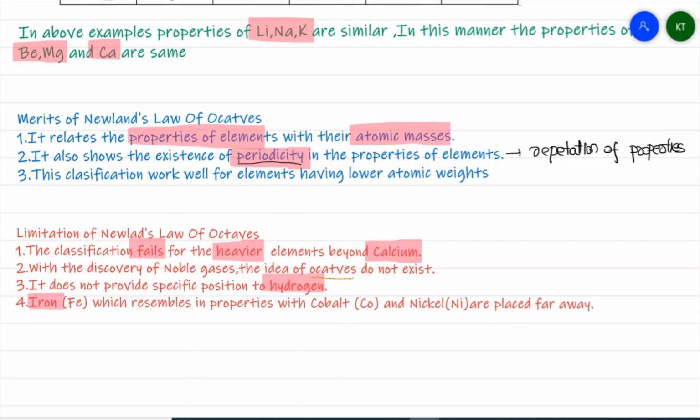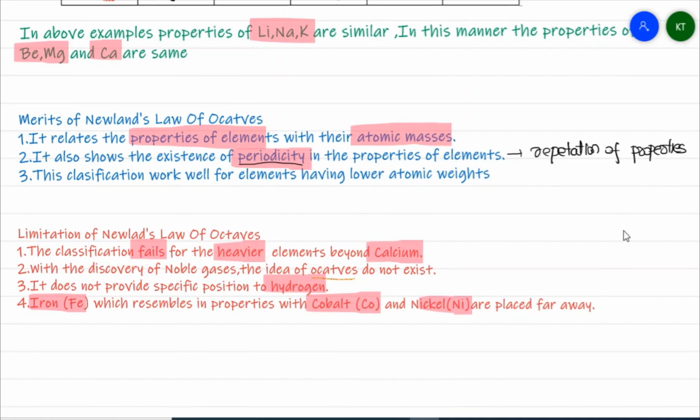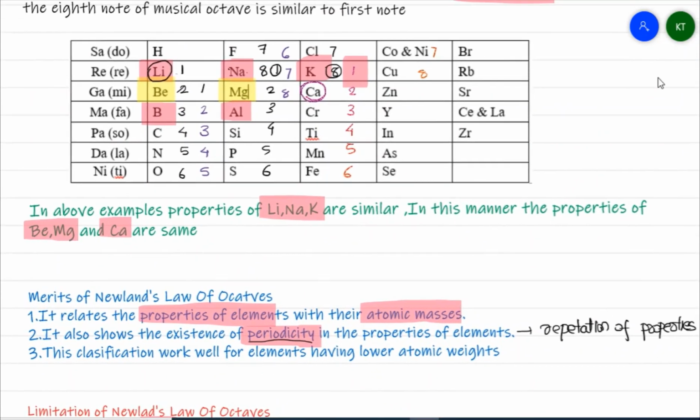Now iron, which resembles cobalt and nickel in property, is placed separately. Just look at the classification list here again. Iron possesses the same property as cobalt and nickel. If I take iron as the first, selenium will come as the eighth one, which does not have similarity in property. Even I cannot correlate the properties of oxygen, sulfur and iron, because oxygen and sulfur are non-metals, and iron is a metal. So this classification doesn't hold good beyond atomic weight 40, that is calcium.